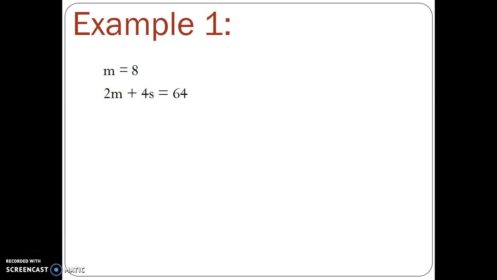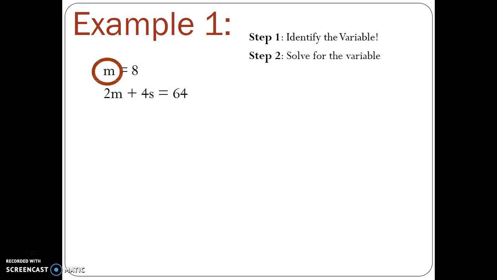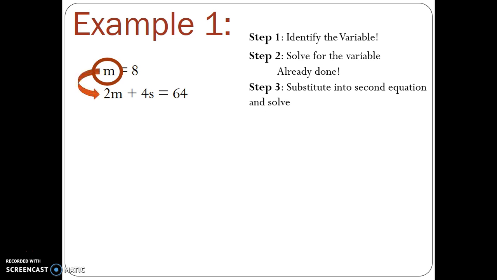So, first example, m equals 8 and 2m plus 4s equals 64. So this was nice. For step 1, we identified the variable, which is easy. We have m, and solve for the variable, which you already know because it says m equals 8. And then step 3, we're going to substitute that into the second equation and solve. So I'm going to take my 8 and put it into the 2m plus 4s equals 64. Every time I see an m, I'm going to put an 8. So I'm going to take away my m, and put in an 8.